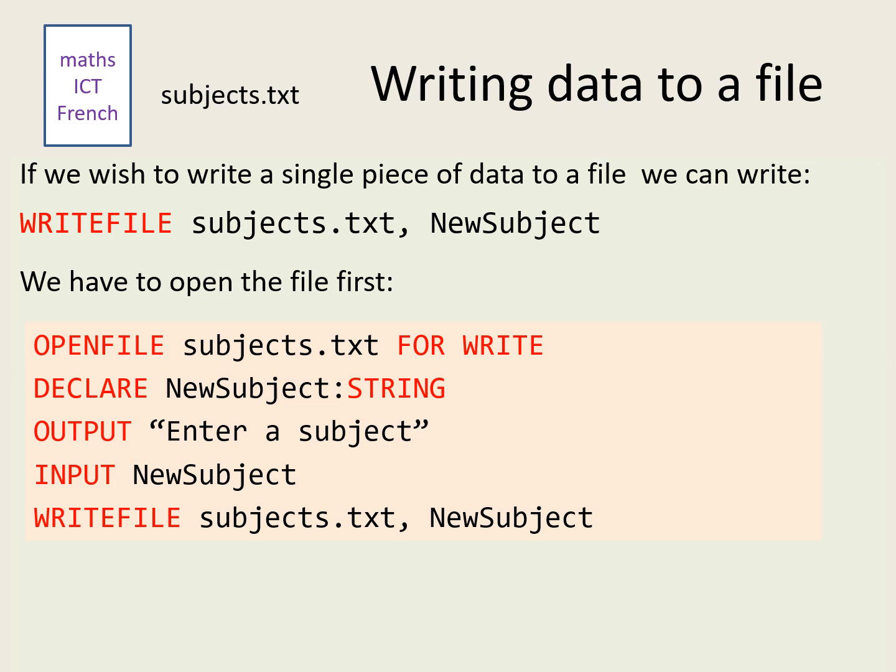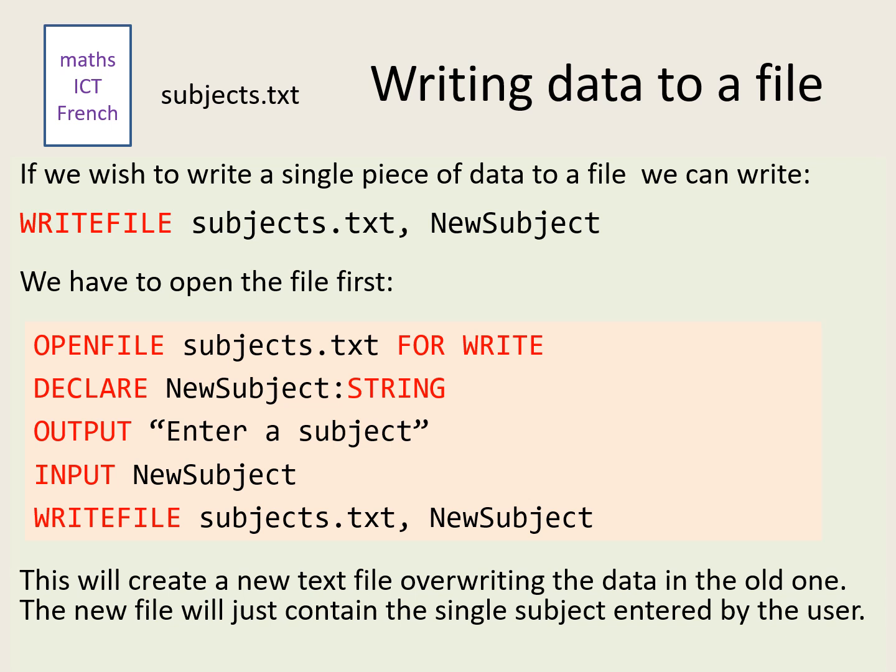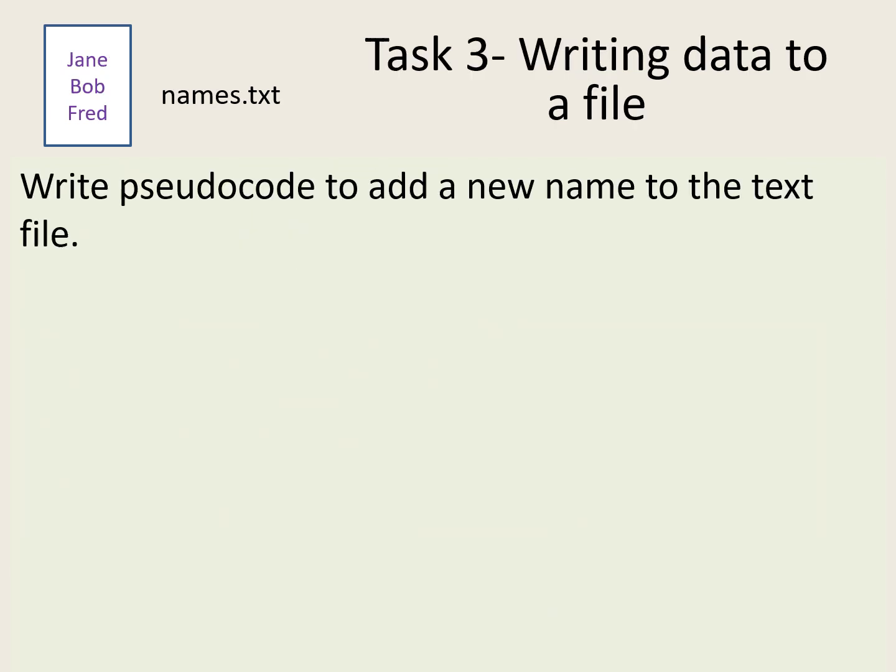Okay, so now we've got this variable storing, or being assigned, the value that's been entered by the user. We can now write that to the file using the write file pseudocode. So write file, the name of the file we're writing to, and then the variable, which in this case might be containing the words computer science, which will be written to the text file. This will create a new text file overwriting the data in the old one. The new file will just contain the single subject entered by the user, but that's fine because that's what we were asked to do in the question.